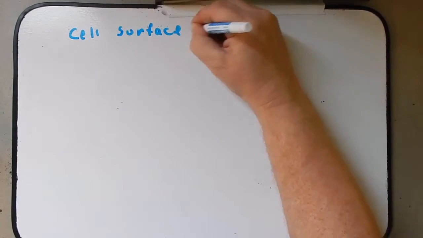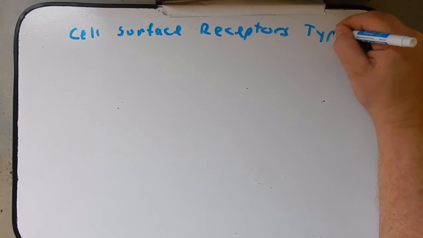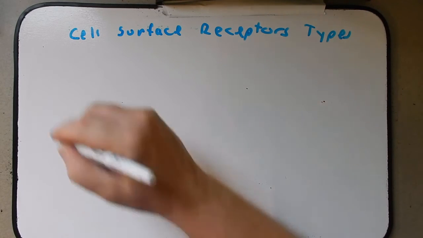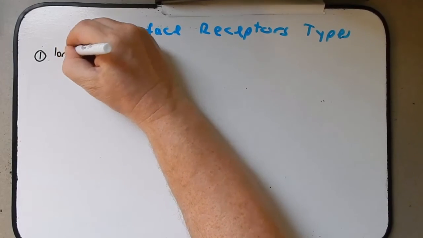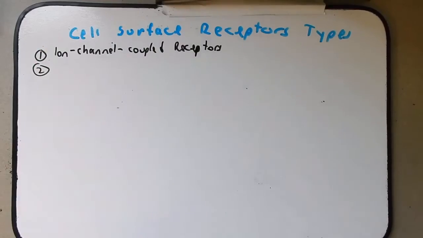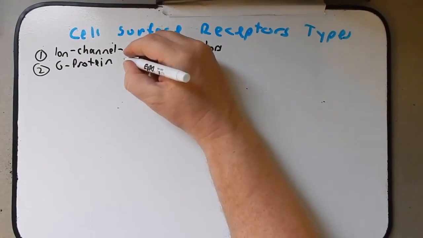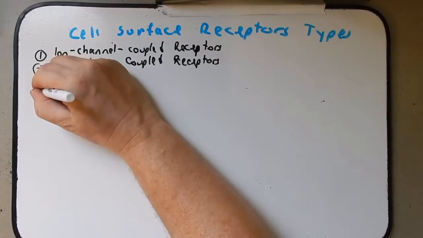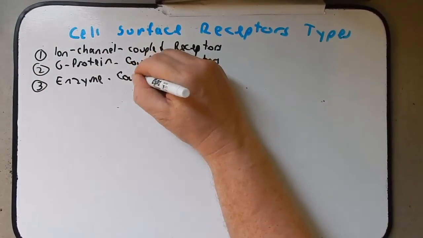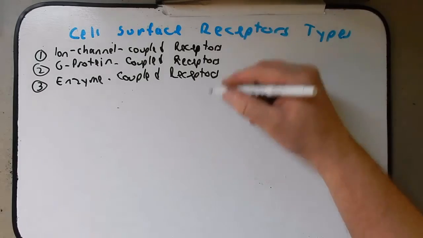Now the last thing I want to talk about are cell surface receptor types. We've been talking about them a lot by just drawing them as generic receptors that bind to some kind of signal that gives a response. And there are three kinds of receptors I want to talk about. The first are ion channel coupled receptors. The second are G-protein coupled receptors. And the third are enzyme coupled receptors.